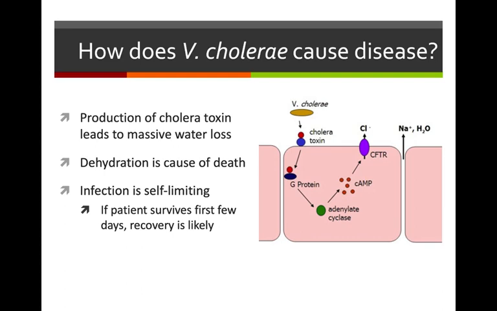If a patient manages to survive 2 to 3 days of massive diarrhea, they are likely to survive the infection. The infection is usually what we call self-limiting. The sheer volume of diarrhea that these patients have will eventually wash the bacteria away. So if they don't die of dehydration, they're generally going to survive.